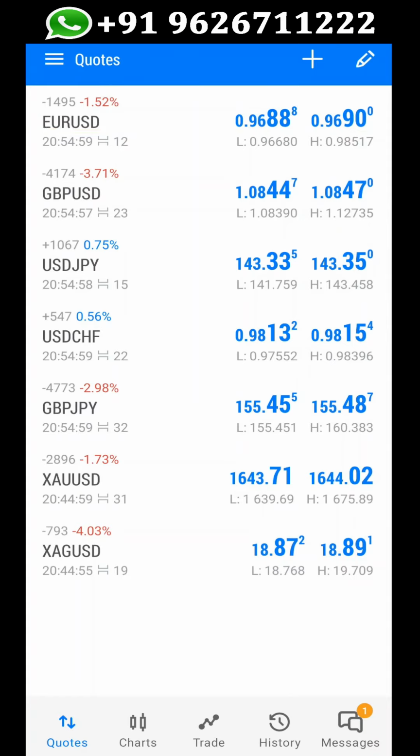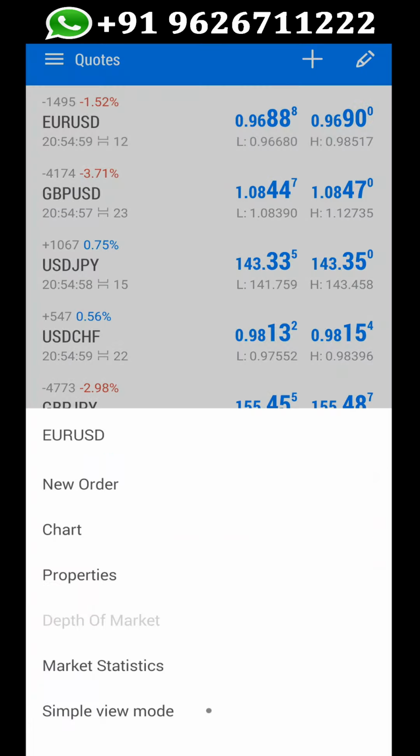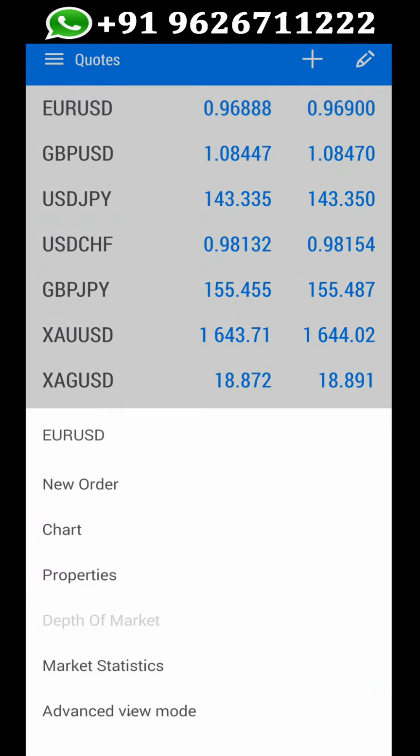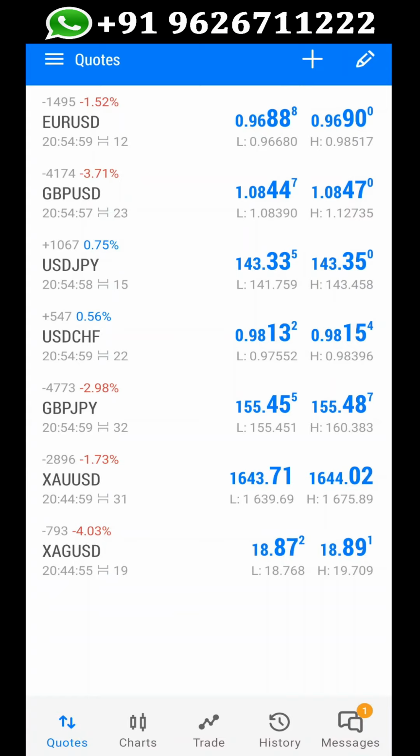This is for the EURUSD pair. Suppose you don't need this advanced level data, you can just tap and hold. Some options are showing. You can just tap on symbol view mode. Then you won't see the other details, just the trading pair and buy price and sell price. Suppose you need the advanced mode, just again tap and hold and select advanced view mode. Mostly this is good for trading. So some advanced level data are showing.